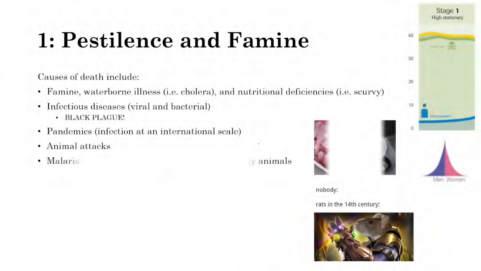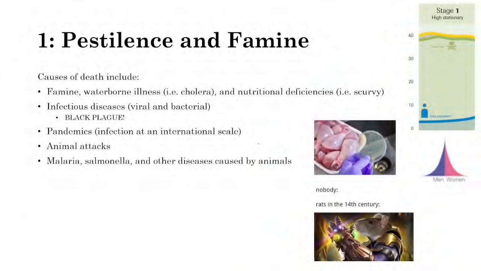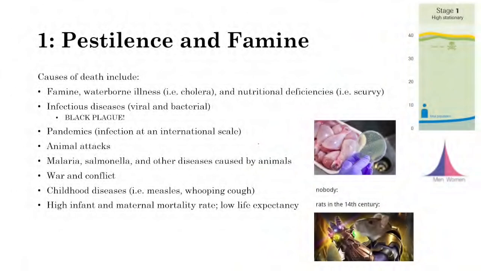We see animal attacks also occur. We see malaria, salmonella, and other diseases caused by animals, particularly malaria, which is a big one, that cause deaths. Malaria is caused by mosquitoes. Salmonella is typically caused by undercooked raw chicken. When you cook chicken, when it's raw, you want to cook it to at least 165 degrees. War and conflict are causes of deaths in these countries as well. Childhood diseases like measles and whooping cough, as well as high infant and maternal mortality rates for a lot of reasons. We just don't know how to give birth safely. And that leads to an overall very low life expectancy.